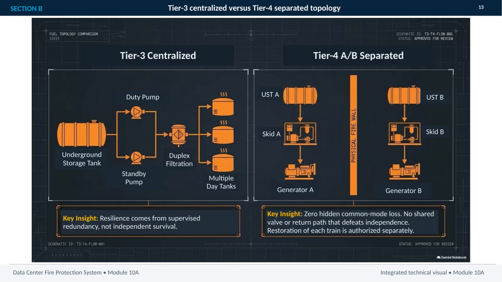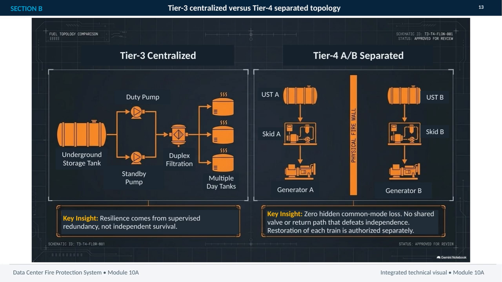This slide compares a Tier 3 centralized arrangement with a Tier 4 topology that separates the A and B trains. On the centralized side, the system is organized around an underground storage tank, a duty pump, a standby pump, duplex filtration, and multiple day tanks. That approach provides backup within a shared structure, but it still depends on common components and paths. The Tier 4 arrangement makes the separation visible. USTA feeds Skid A and Generator A, while USTB feeds Skid B and Generator B.